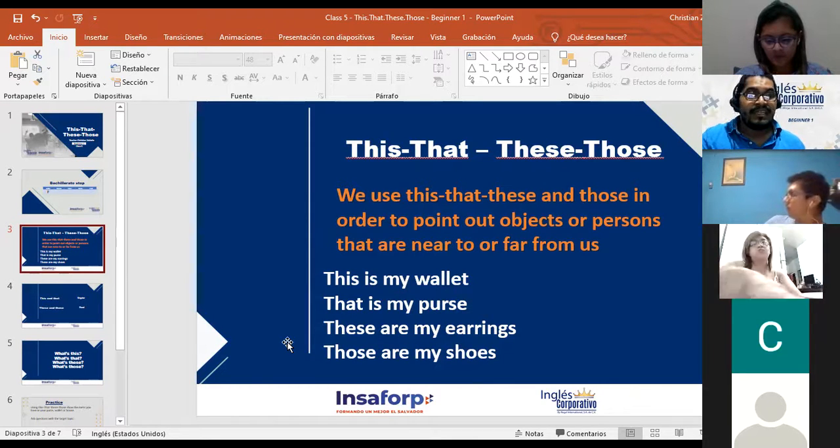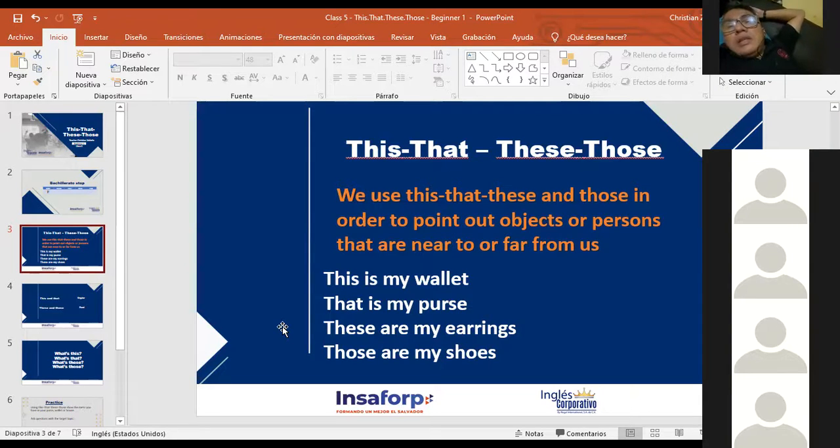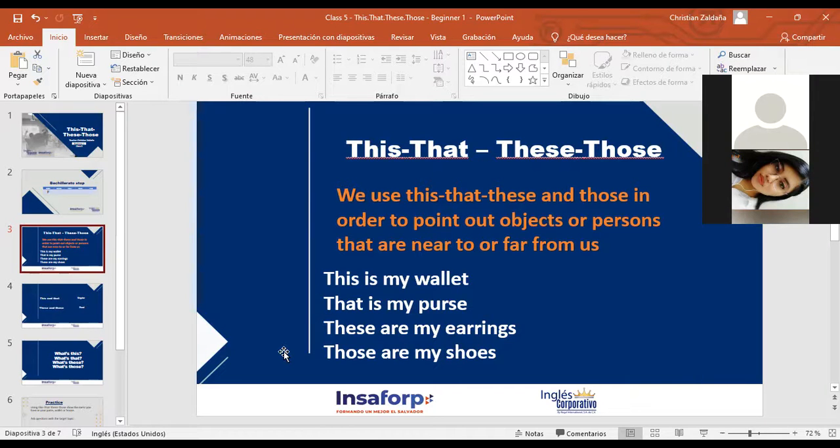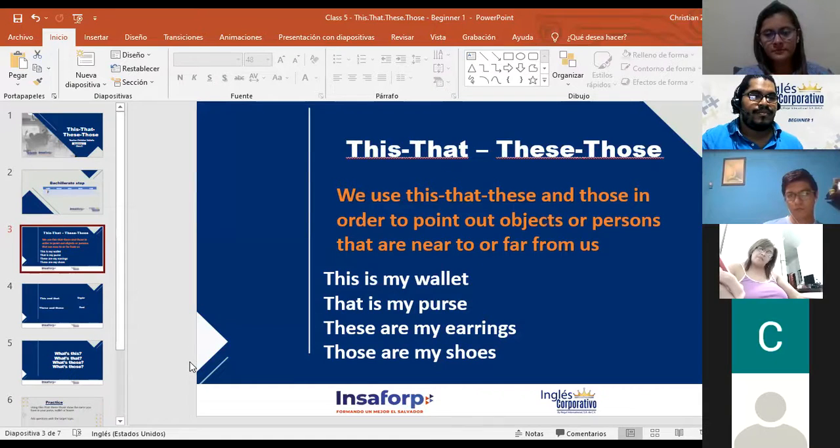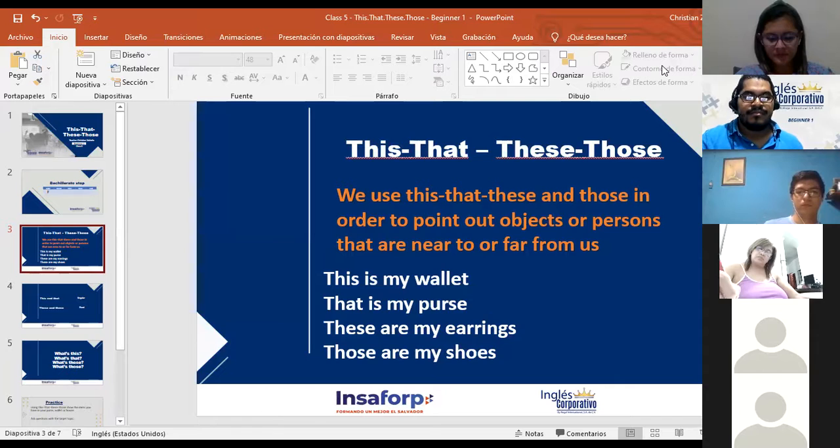So that's basically how we're going to use this and that. Así es como vamos a utilizar this and that, and these and those, to mention things that are near to us, que están cerca de nosotros, o cosas que están lejos de nosotros, y tanto si son singulares, this and that, como si son plurales, these and those. Questions so far? Okay.